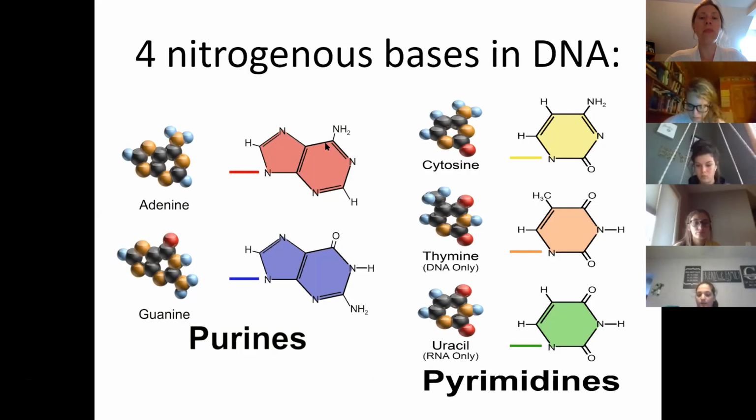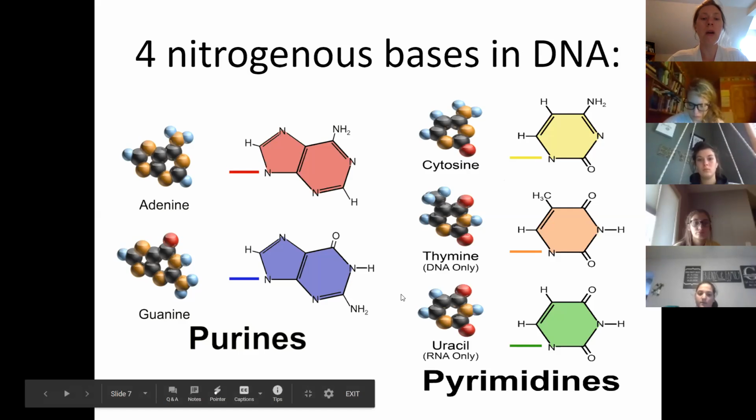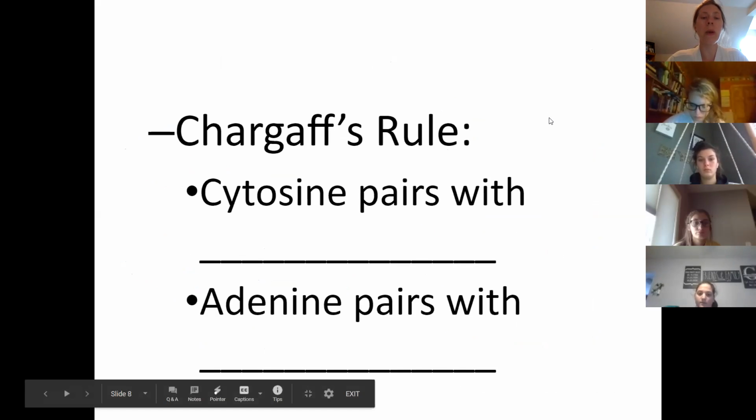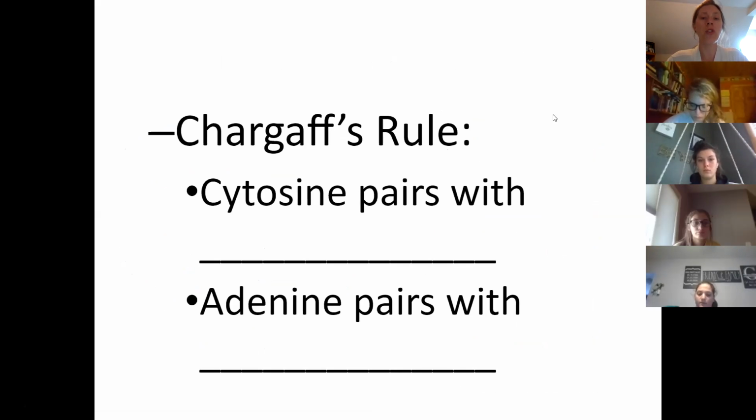So in order to keep the width of the DNA equal, we're always going to pair a double ring with a single ring, so you've got 3 rings across, and it's a constant width all the time. So how do we pair them up? We pair them up using Chargaff's rule.